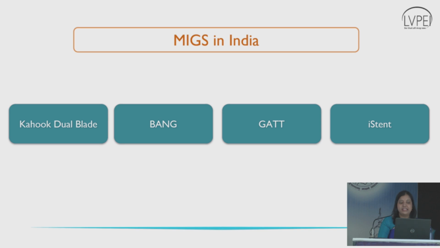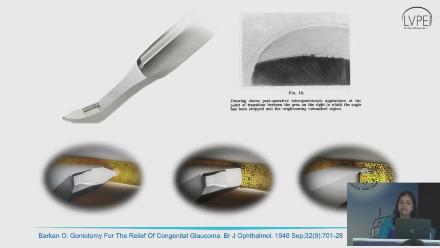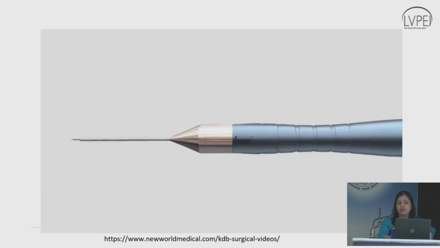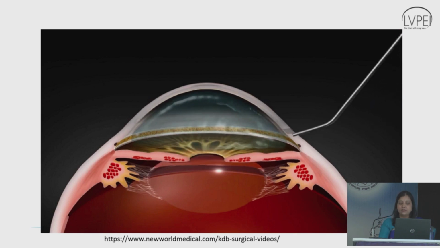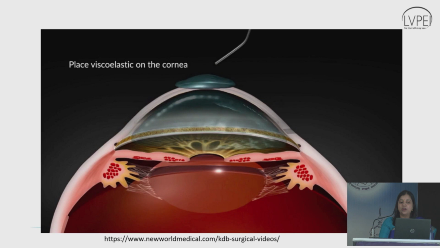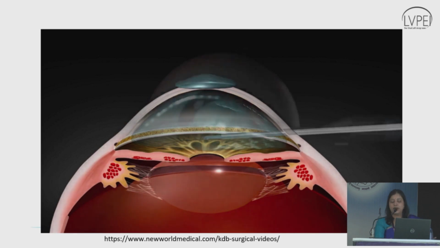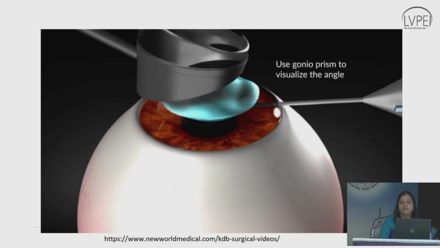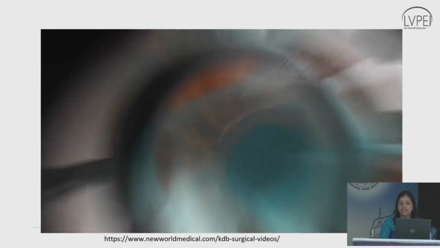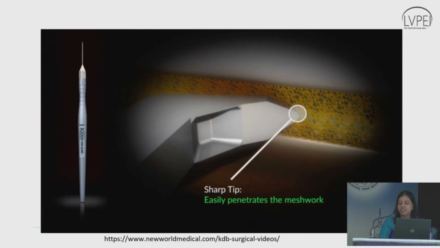Now the MIGS available in India are KDB, Bang, GAT, and iStent. KDB is based on Barkan's goniotomy, which was introduced in 1948. This is an animated video from the company. After injecting viscoelastic into the anterior chamber as well as onto the corneal surface, good visualization is very important for all the MIGS. So we use a direct gonio lens, Swan-Jacob, for visualization of the angle. At any point of time, it's very important that we see the structures very clearly. The smaller the incision, the better.